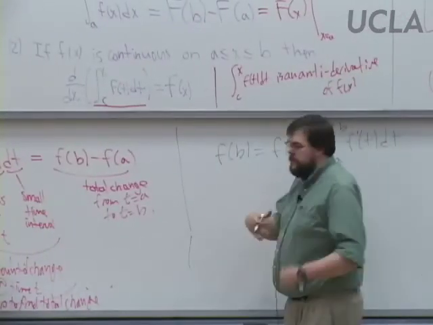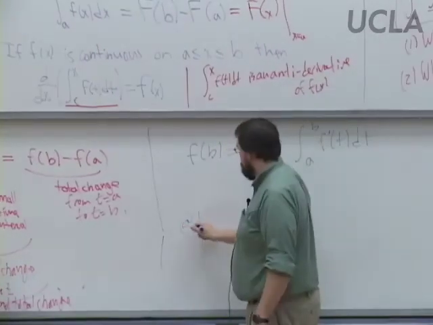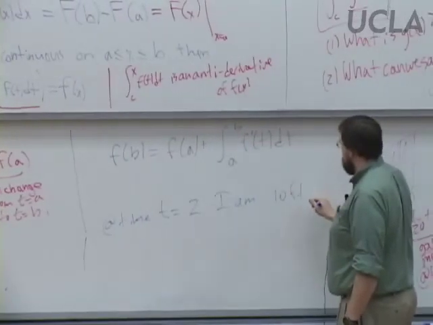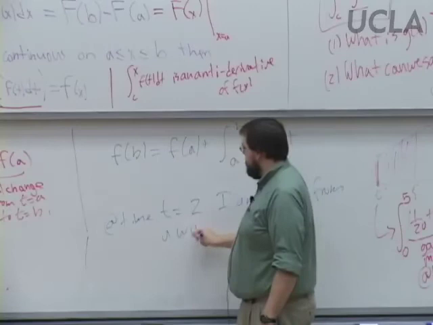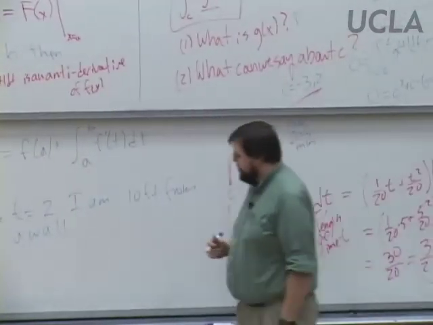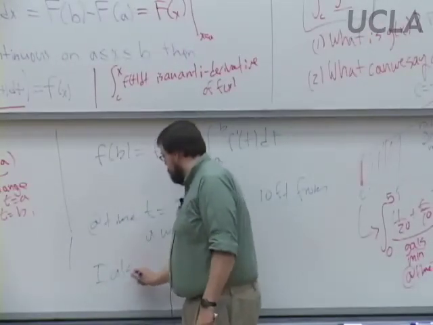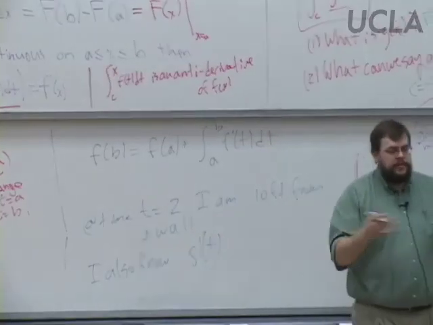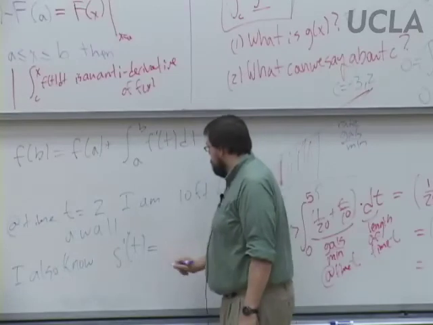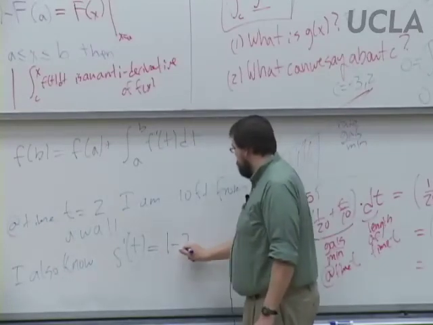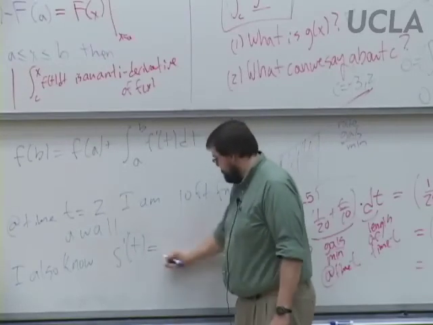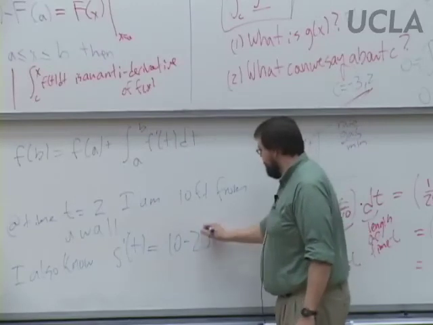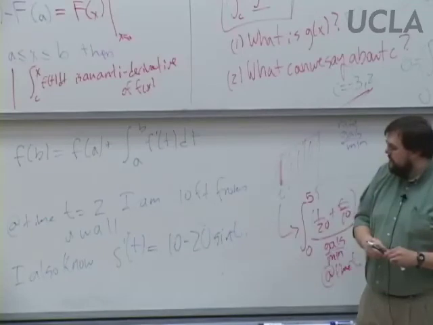All right. So here are some examples. Suppose I look at a velocity problem. Now I know at time t equals 2, I am 10 feet from the wall. So I'm just moving back and forth to this wall. I also know that if s of t is how far I am from the wall, s prime of t tells me how my distance from the wall is changing. This is equal to, let's make it bigger numbers here, 10 minus 20 sine t. Hopefully I end up not walking into the wall. I may have. We'll see.